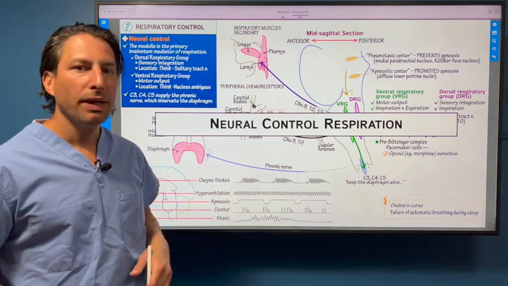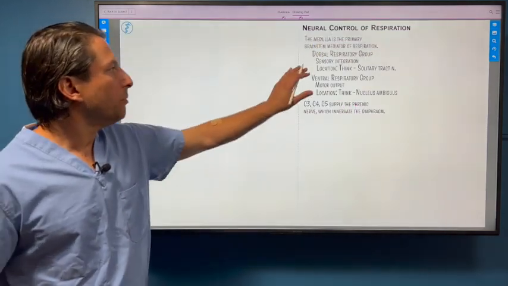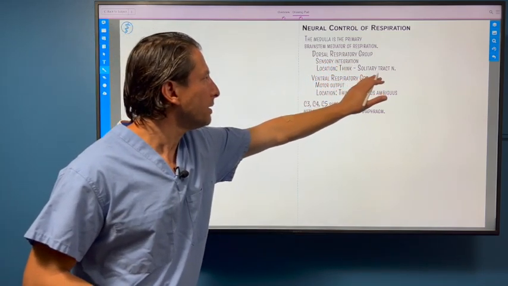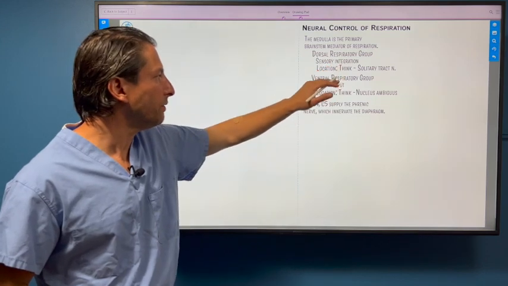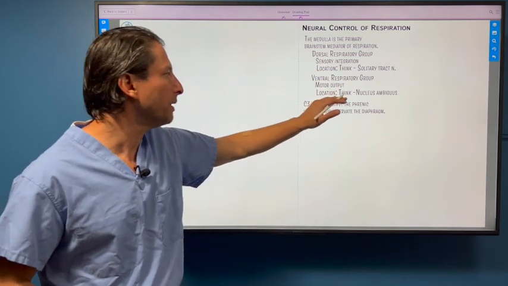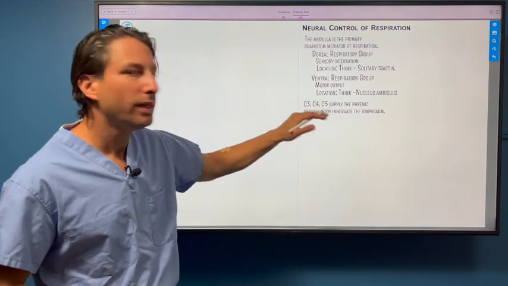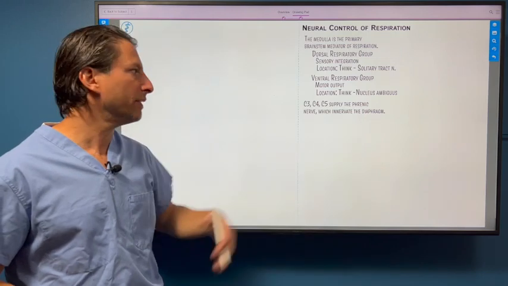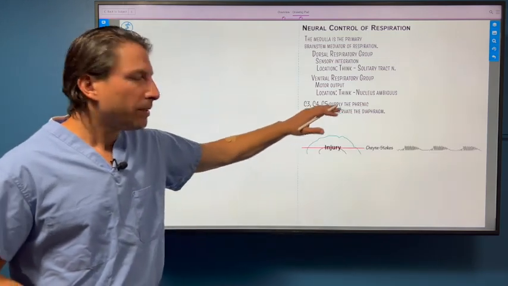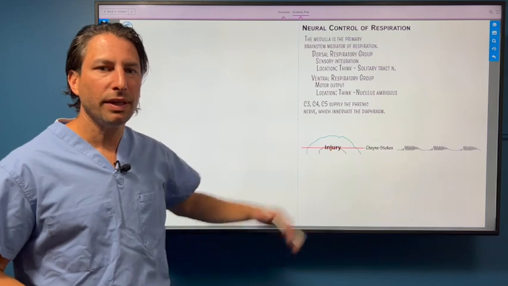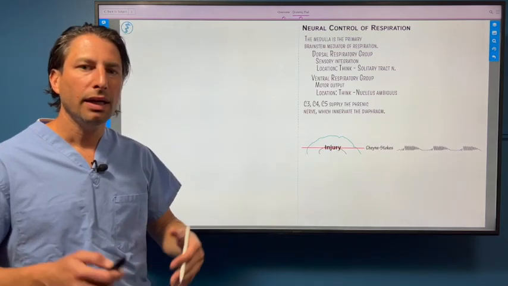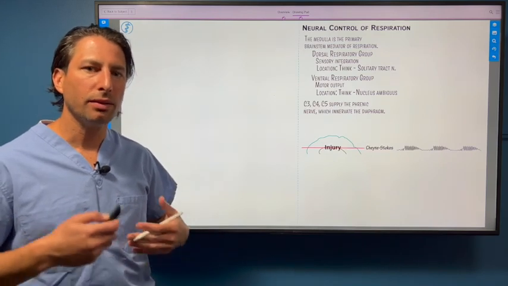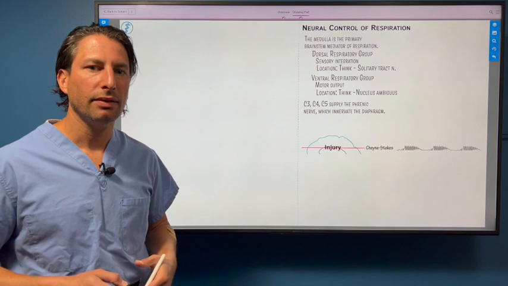Neural control of respiration. Brainstem mediator of respiration, dorsal respiratory group, think solitary tract nucleus, sensory integration. Ventral respiratory group, think motor output, nucleus ambiguus. And then really, really important, C3, C4, C5, keep the diaphragm alive. Different breathing patterns in regions of injury, really helpful for localization. If you're just watching a patient, be it drowsy or comatose, watching their breathing pattern can help you localize the site of the injury.